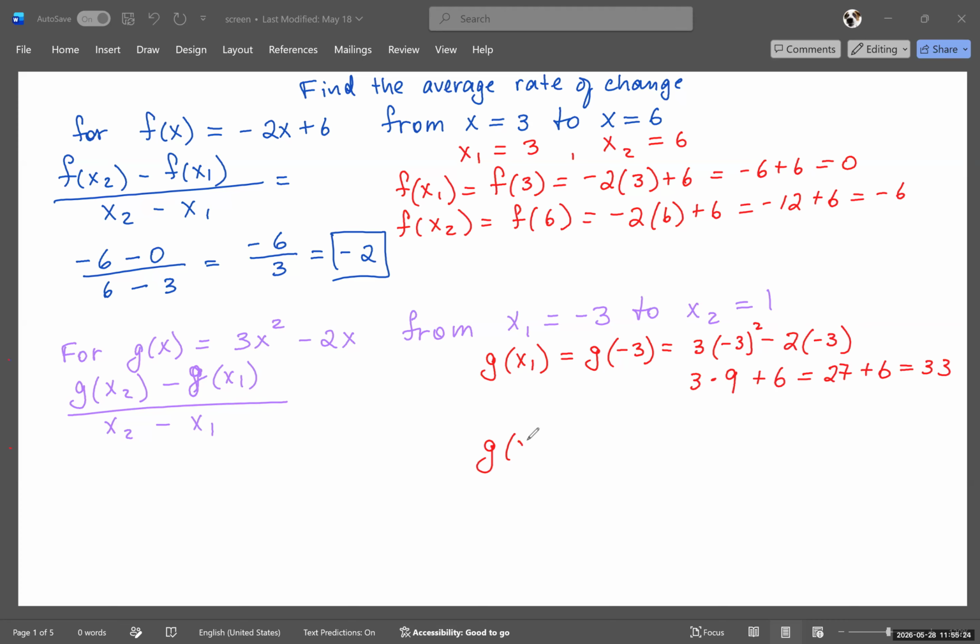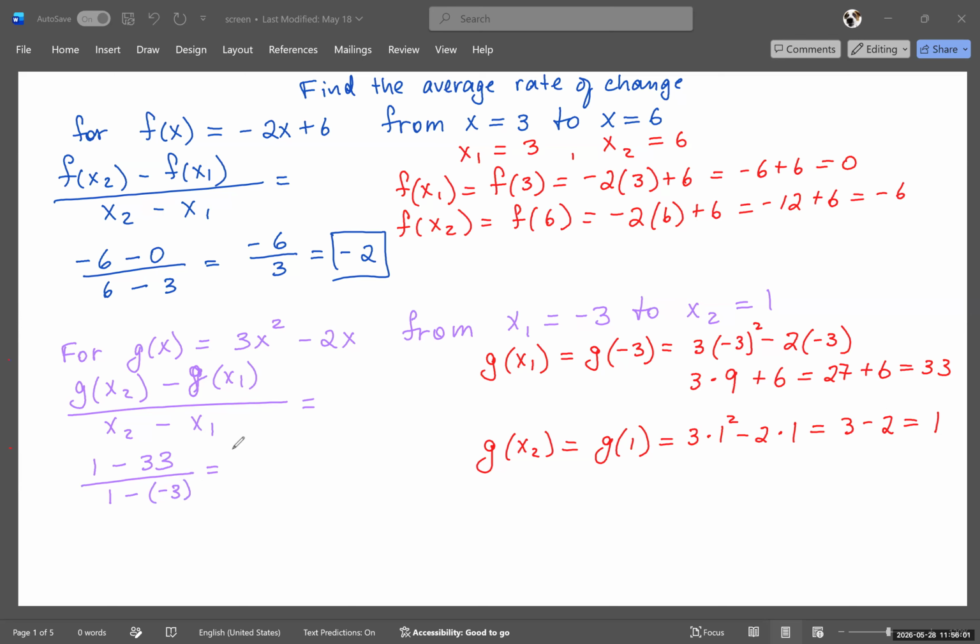Now g at x2, that's g evaluated at 1, so that's 3 times 1 squared minus 2 times 1. 1 squared is still 1, so it's just 3 minus 2, which is 1. Now let's plug all of this into the formula. g of x2, that was 1, minus g of x1, that was 33, divided by x2, which is 1, minus, from the formula, x1, which is negative 3.